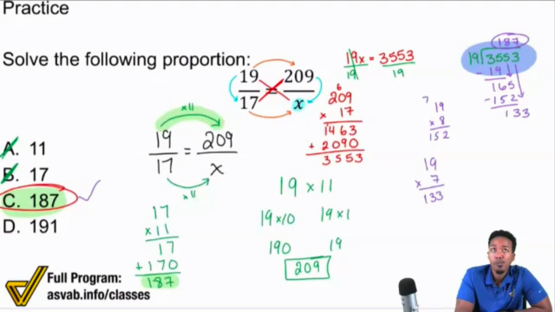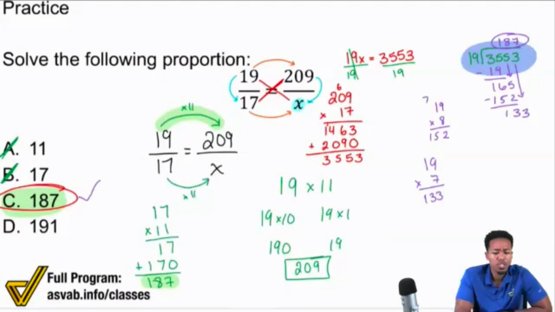Quickly, I want to ask, hi everyone. With your questions, you always say solve the following proportion. Quick question, I want to say during the ASVAB, are they going to be stating that it is a proportion or what? I don't know if you understand what I'm saying.